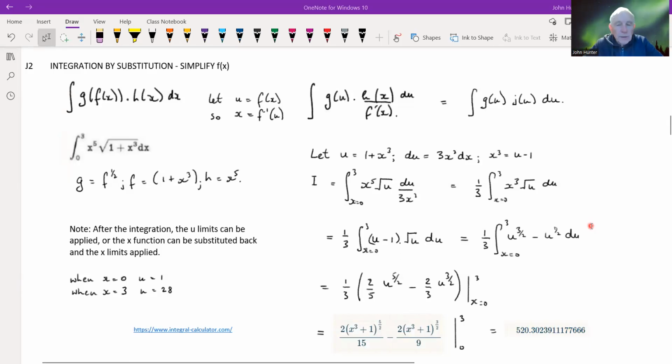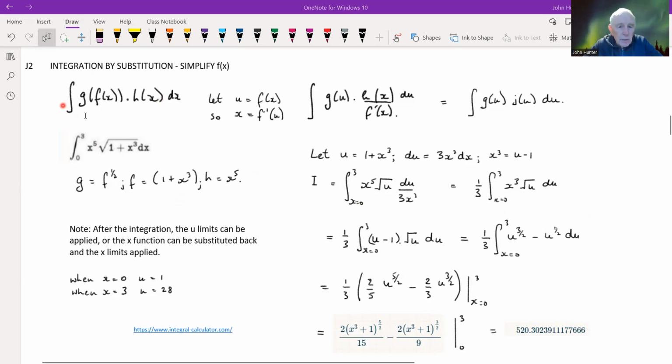Right, okay, we've got a video here. It's a couple of worked examples for integration by substitution, but not the reverse chain rule in this case. What we're actually doing is using substitution to simplify the expression that we're integrating.